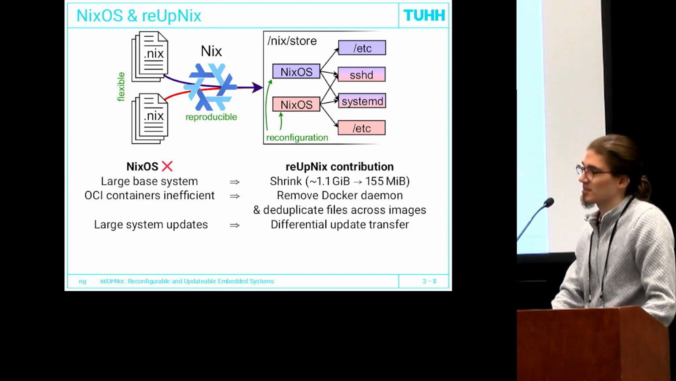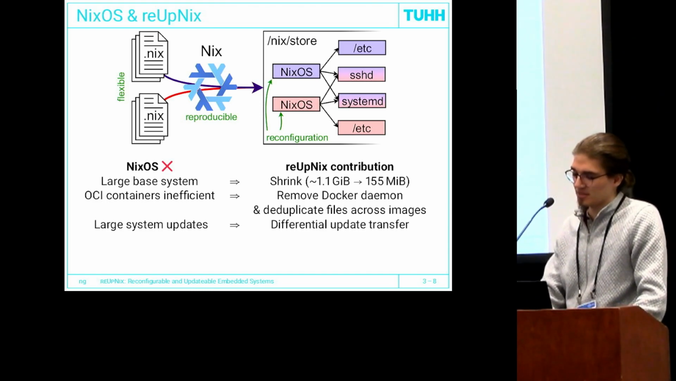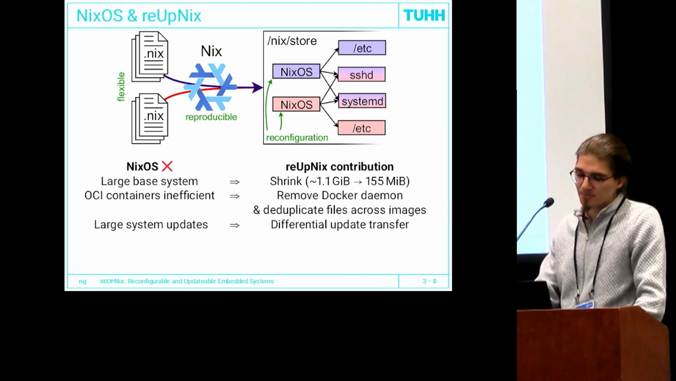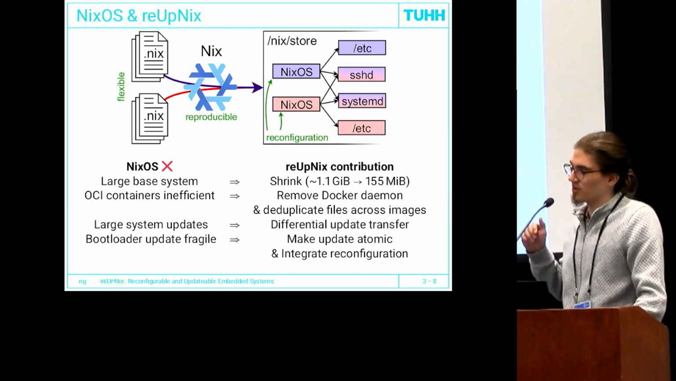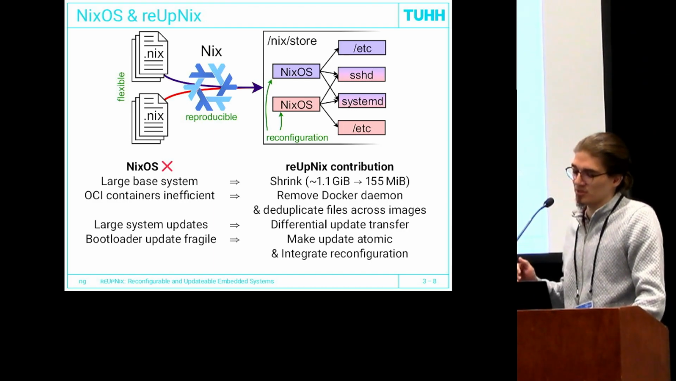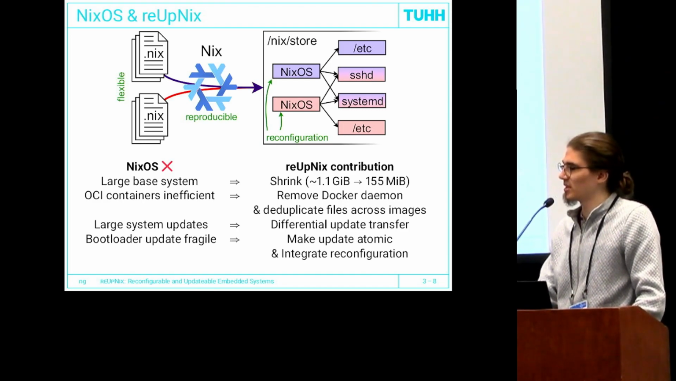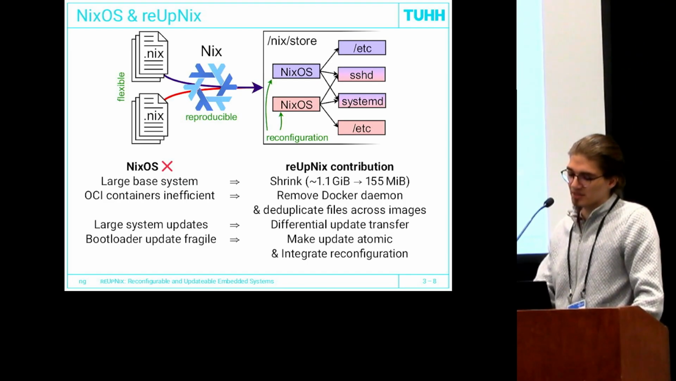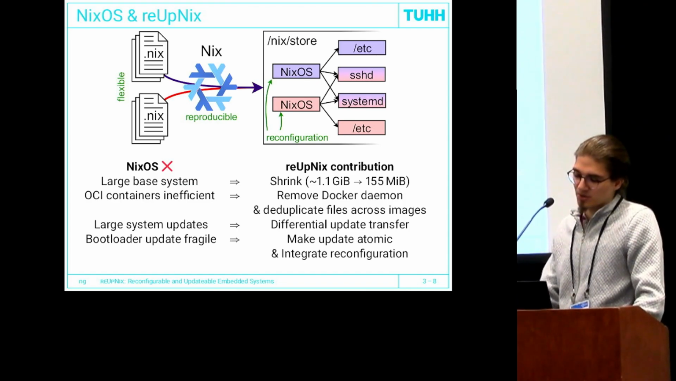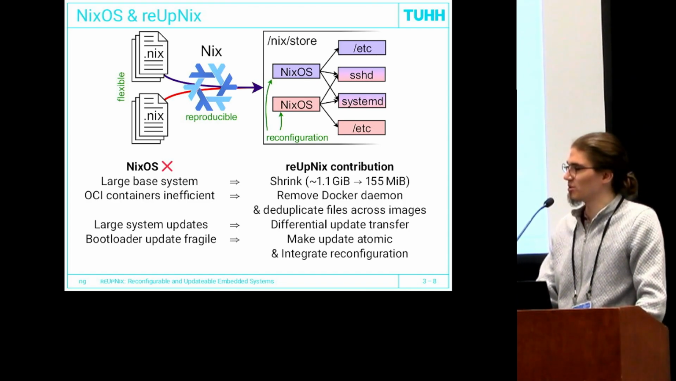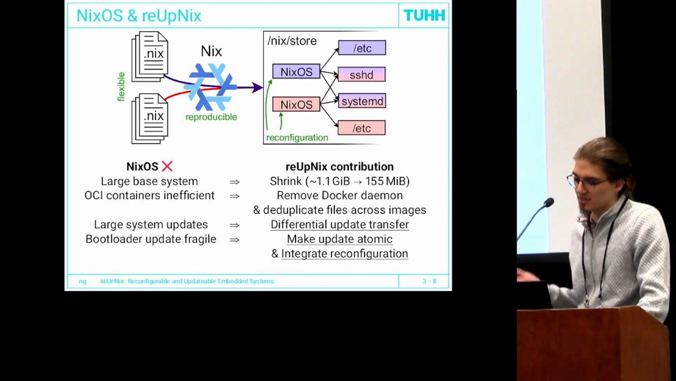Another big problem of NixOS is that it tends to create quite large updates. We mitigate that in reUpNix by using differential update transfers. Finally, NixOS's bootloader is not actually created as part of the reproducible Nix build process. Therefore, existing bootloader implementations in NixOS are too fragile for reliable embedded systems. For reUpNix, we created a bootloader configuration that can be updated failure-atomically. And we also integrated reconfiguration into this bootloader configuration. For the remainder of this talk, I will be focusing on the last 3 points: updates, the bootloader, and reconfiguration.